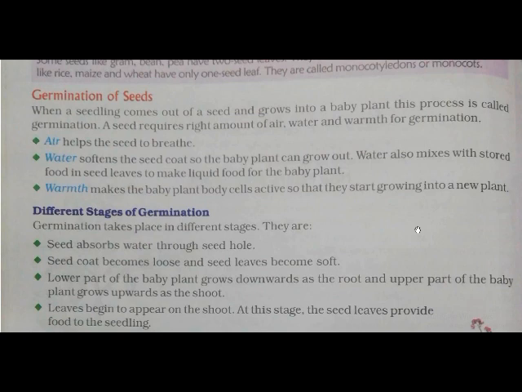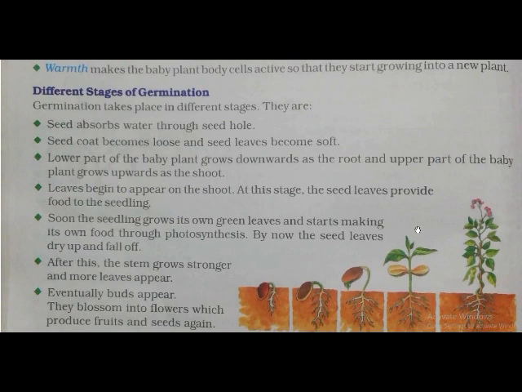Different stages of germination. Germination takes place in different stages. They are: the seed absorbs water through the seed hole, the seed coat becomes loose and the seed leaves become soft. The lower part of the baby plant grows downward as the root, and the upper part of the baby plant grows upward. As you can see in the picture, the lower part of the seed is growing downward and the plant is growing upward. The baby plant is growing upward.